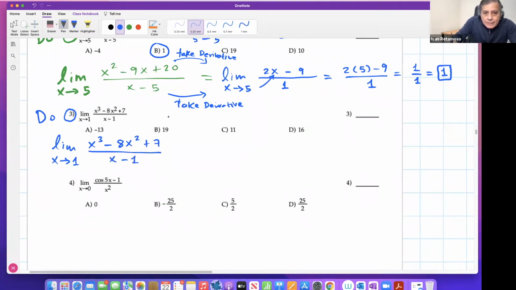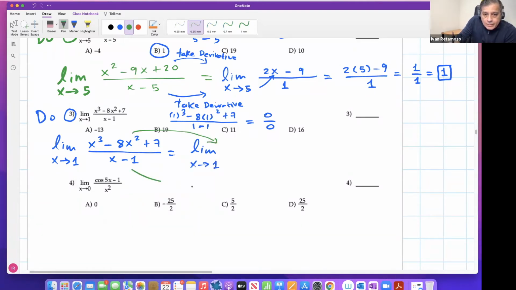The hint is that if you try direct evaluation, it doesn't work because it leads to 0 over 0. So we get this form, 0 over 0, which is called an indeterminate form, and this means that we can use L'Hopital's rule. So use L'Hopital's rule here, please, and let us know the answer. Take derivatives.